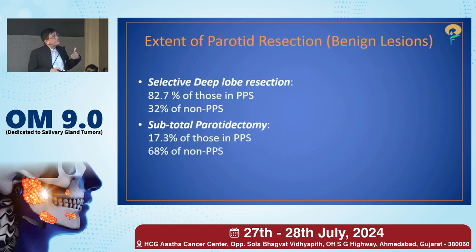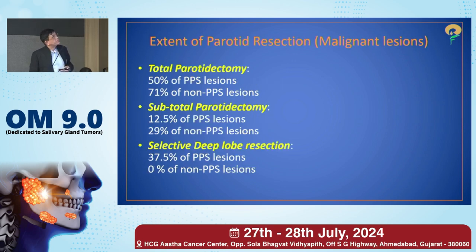Now, the extent of surgery is very, very important. You can have selective deep lobe resection, which was actually done in 82.7% of those that presented in the parapharyngeal space, but only 32% of those who presented in the non-parapharyngeal space. So in those, you need to take a fair amount of the superficial lobe also. Subtotal parotidectomy was only 17.3% of those in the parapharyngeal space, but 68% of those in the non-parapharyngeal space.